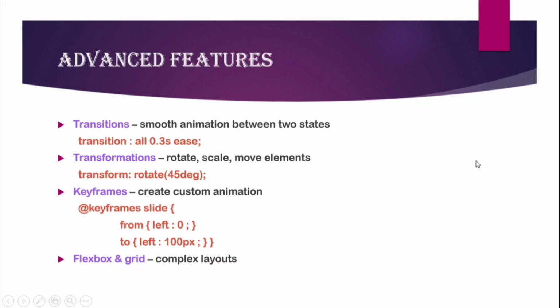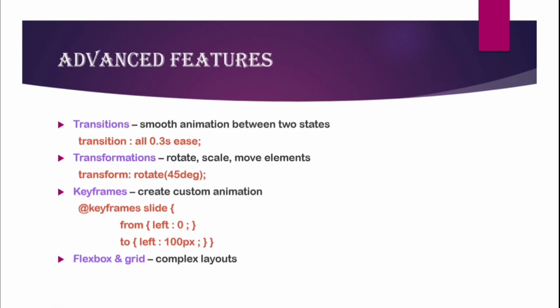You can go to the advanced features of CSS3. We have transitions, smooth animations between two states. We can add, for example, transition: all 0.3s. Here all is nothing but the entire card that we have created, for which we want to add the transition. 0.3 seconds is the time for which you want the transition effect.